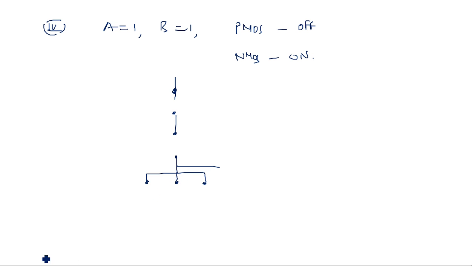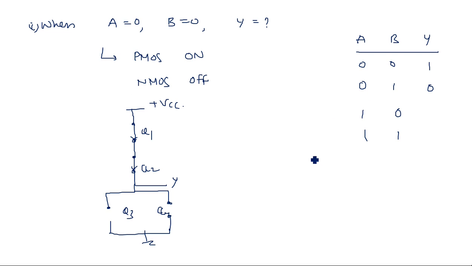It is two inputs only. So these two are connected in. So when A is equal to 1, B equal to 1, that makes the Q1, Q2 off and Q3, Q4 are short circuited. VDD, VCC. Okay, then what is the output? Output is equal to 0.